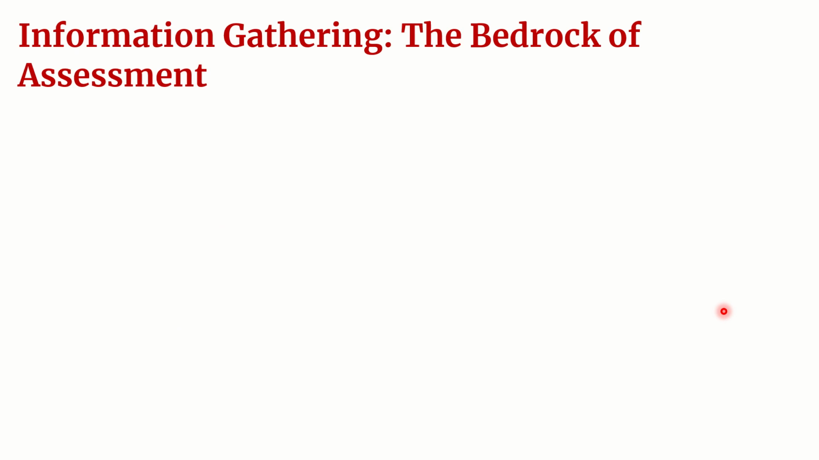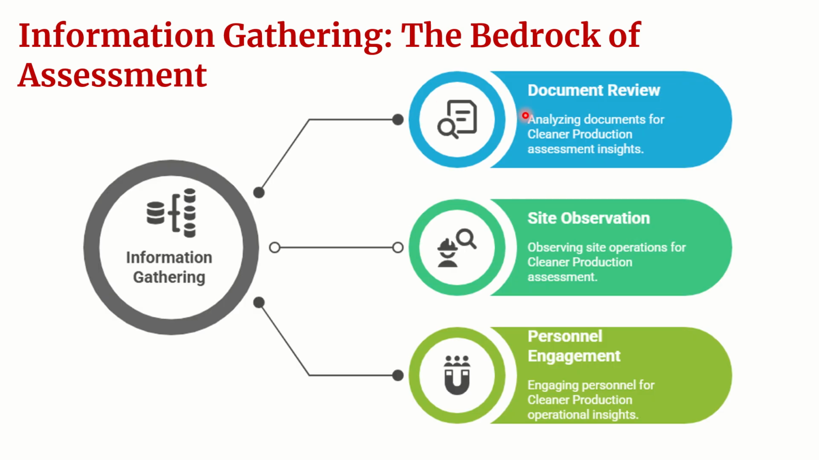The next important point is the information gathering. So it is the bedrock of a robust cleaner production assessment. So what components are involved in information gathering? What are all the methods of information gathering? The prime one is document review. I mean, analyzing the existing records like production logs, purchase record, sales data, waste manifests, utility bills, maintenance reports, process description, then PID diagrams. All these things you have to review.